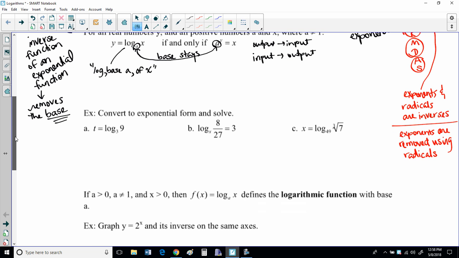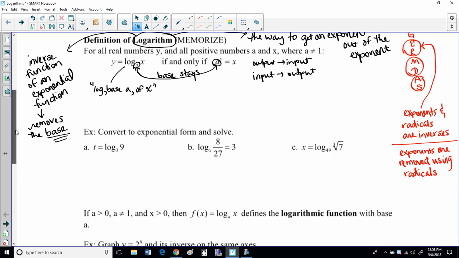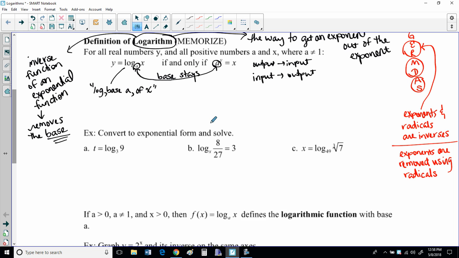All right, so convert to exponential form and solve. So really, if you see a logarithm, if it ends up being nice numbers, it is easier to solve. Exponential form is easier because you've been working with it longer. You understand exponents. You are just now learning about logarithms. It's like this whole new thing. So if you're not sure what to do with a log, just convert it to exponential form and then try again, okay?